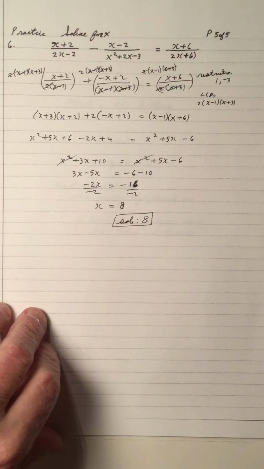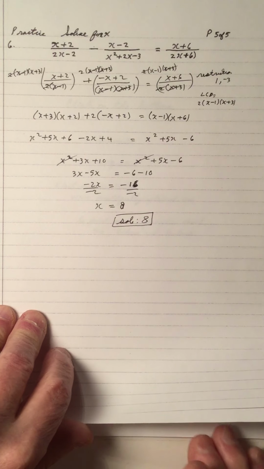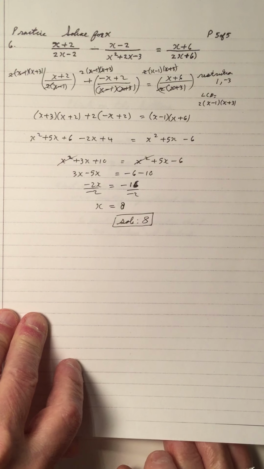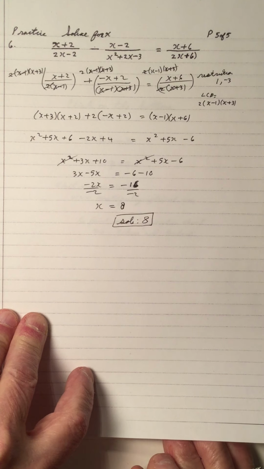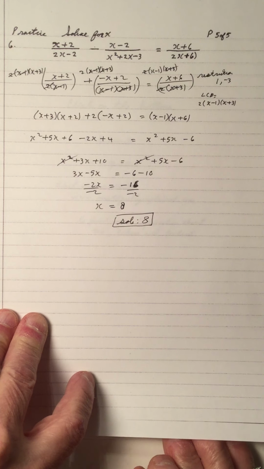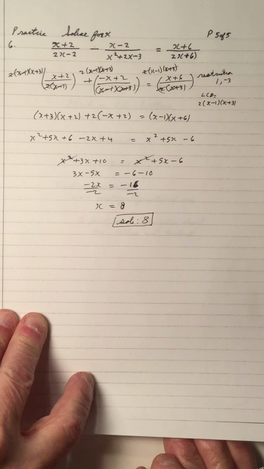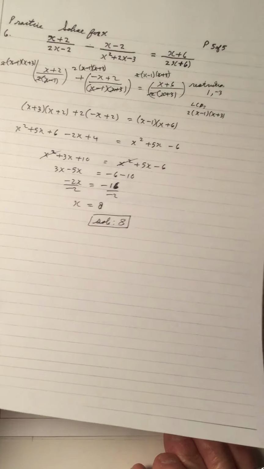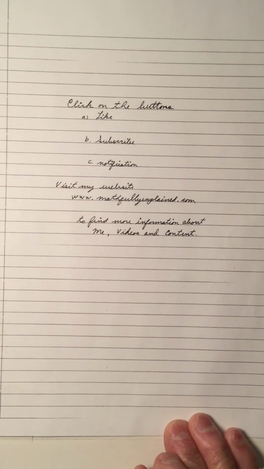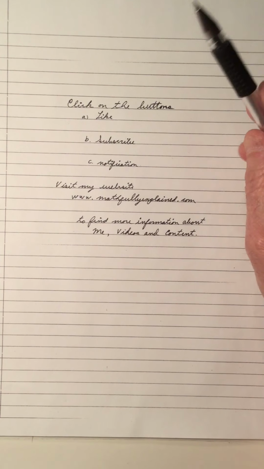So notice how we solve equations, and I solve equations by eliminating or multiplying by the LCD. That cancels out all denominators, and then you solve it from there. A good way to solve equations with fractions: multiply by the LCD. And watch out for the restrictions.